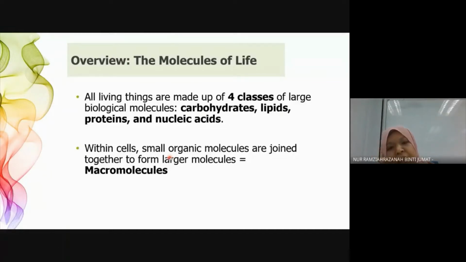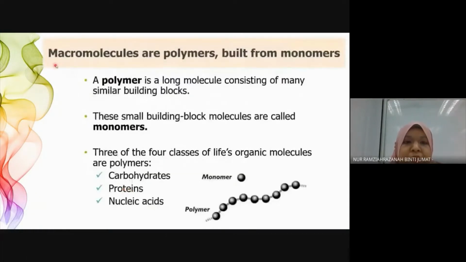Molecules, in which they are being made from small organic molecules joined together to form the macromolecules. Some of these macromolecules, or most of the macromolecules, are polymers. Macromolecules are mostly polymers except for one, which I will tell you later.